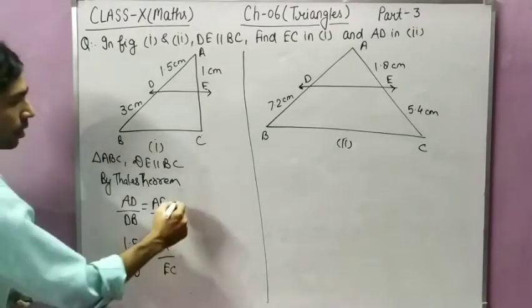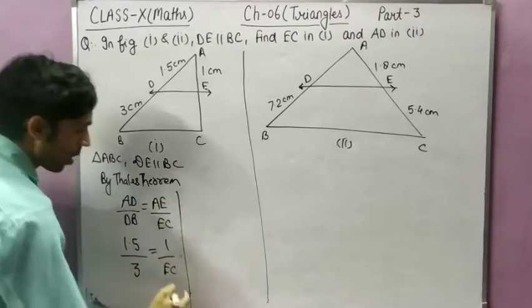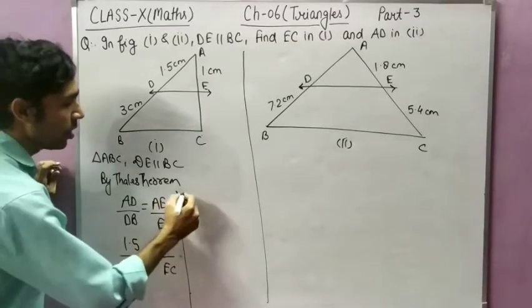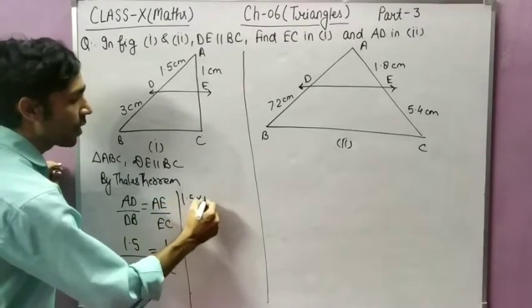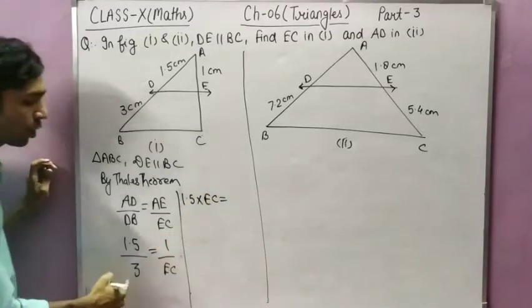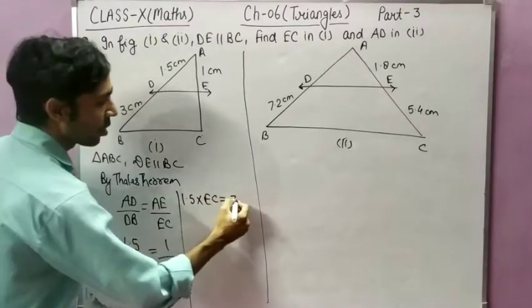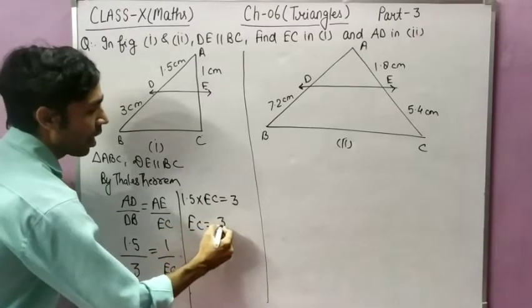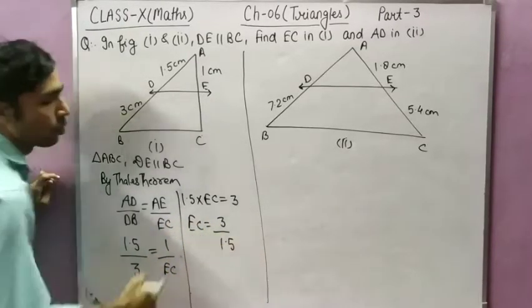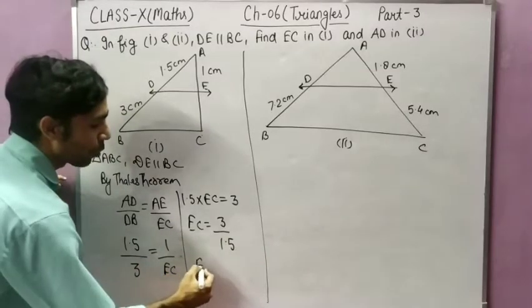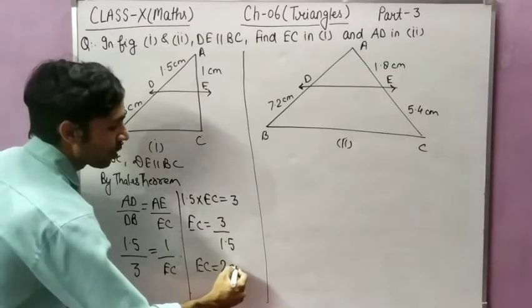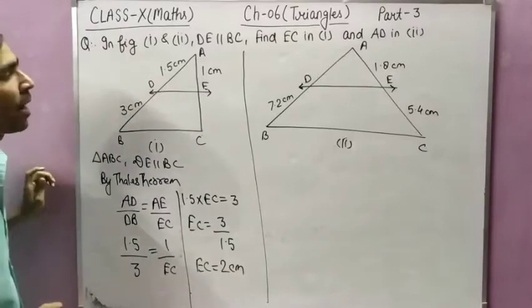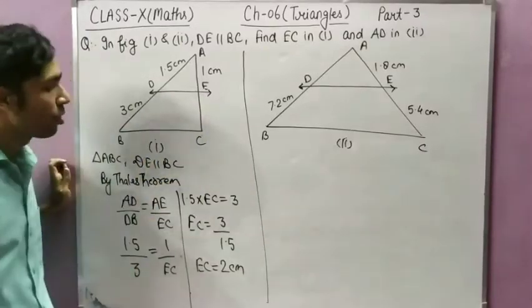So now I do the cross multiplication. So 1.5 into EC will be equal to what? 3 into 1, that is 3. So the value of EC will come, student, 3 upon 1.5. So 3 upon 1.5 will be equal to what? 2. So 2 centimeter. So in the first part, the value of EC will come 2 centimeter.